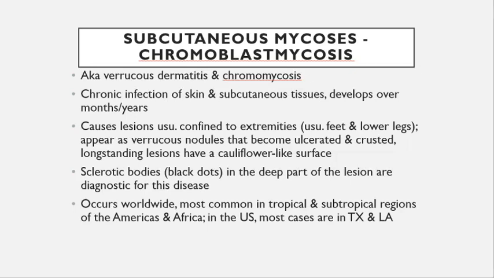Chromoblastomycosis is also known as verrucous dermatitis, and it's also known as chromomycosis. Chromoblastomycosis causes chronic infections of the skin and subcutaneous tissues, and it develops over months and years. It causes lesions usually confined to the extremities, such as the feet and lower legs. It appears as verrucous nodules that become ulcerated and crusted. They're long-lasting lesions that have a cauliflower-like surface. Sclerotic bodies or black dots are found deep in the lesion, and those are diagnostic for this disease.